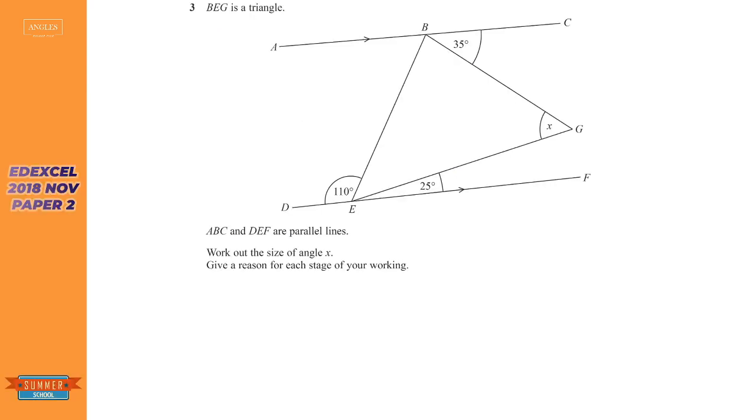Okay, moving on to Edexcel's offering. Now Edexcel does actually specify that it desperately needs you to give a reason for each stage of your working, which is the norm for these types of questions because they want you to understand why it is you're doing stuff. And just a brief summary of what we need to do to find out what x is. What we need to do is find out what this angle and this angle are, and then we can take it away from 180 to find out what x is, because the angles are in a triangle.